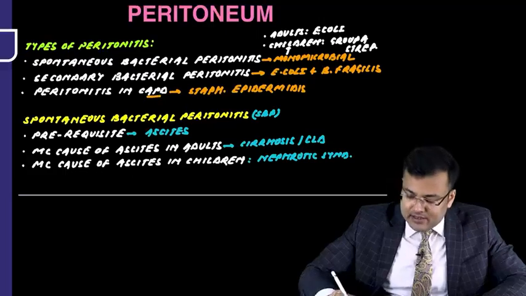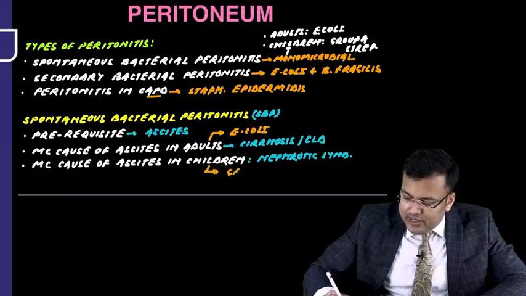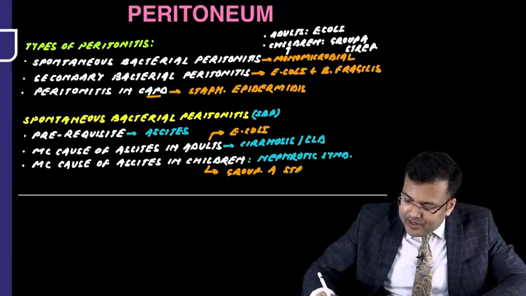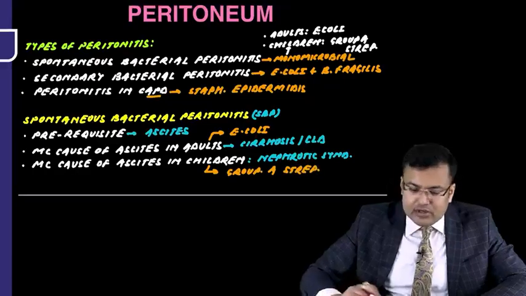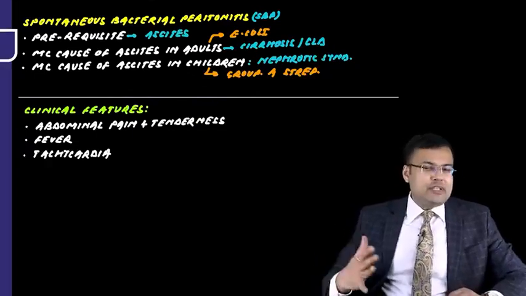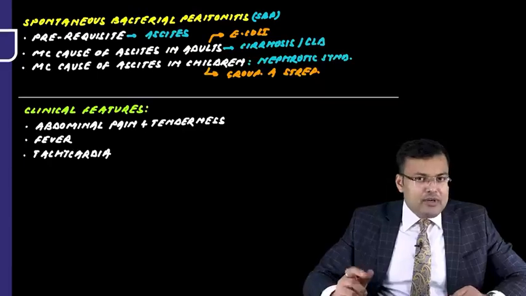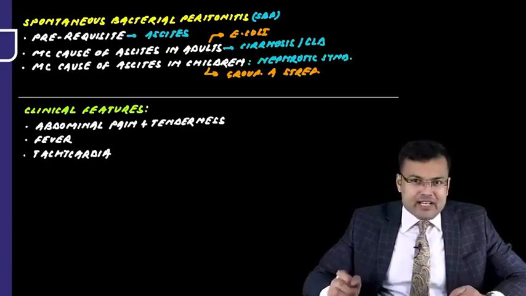In adults, the most common organism responsible is E. coli, and in children, it is group A streptococci. We discussed that this is monomicrobial. Whenever a patient develops peritonitis, the patient has pain and tenderness all over the abdomen, fever, and tachycardia.